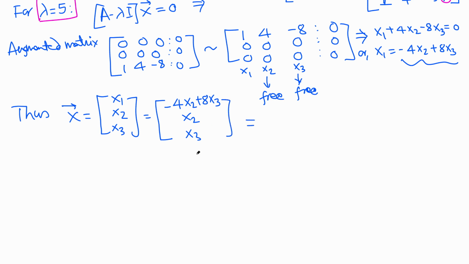If we look closely here, we have 2 arbitrary real numbers, x2 and x3. So I can factor x2 out with a vector, plus x3 out with a vector. For x2, negative 4x2 means negative 4 in the first component, x2 means 1, and there is no x2 in the last, so just 0.